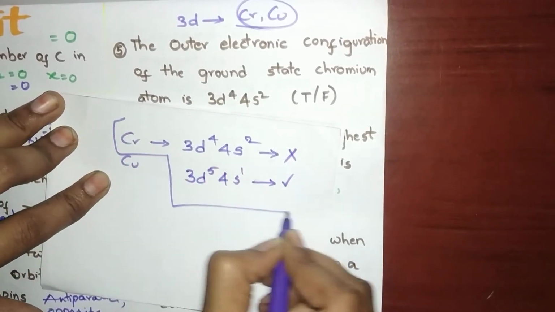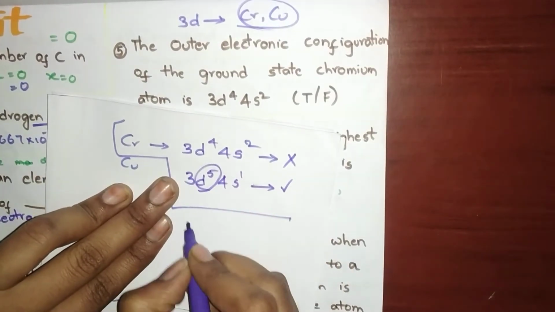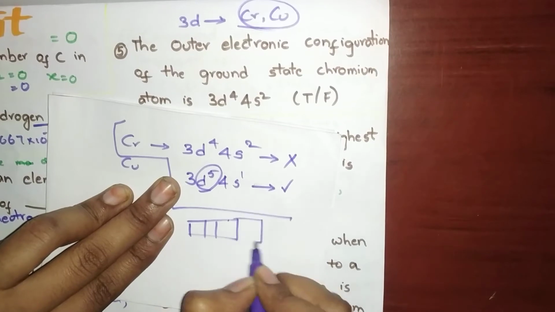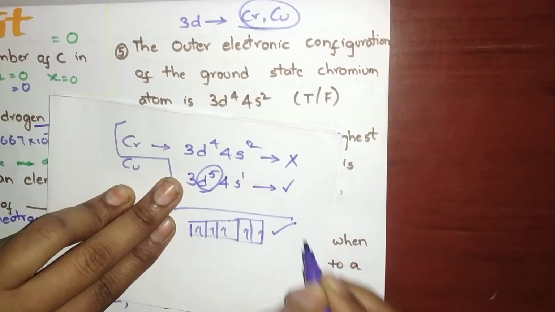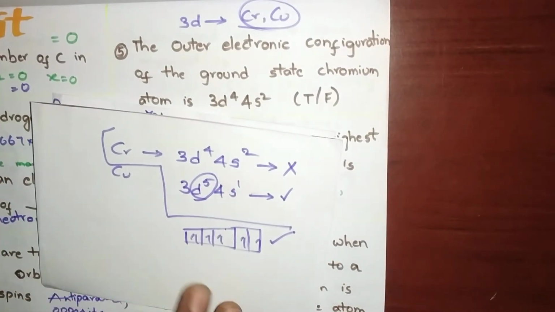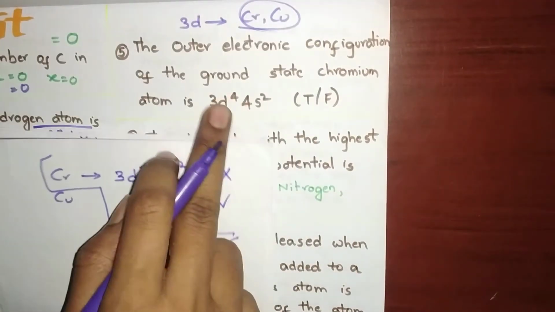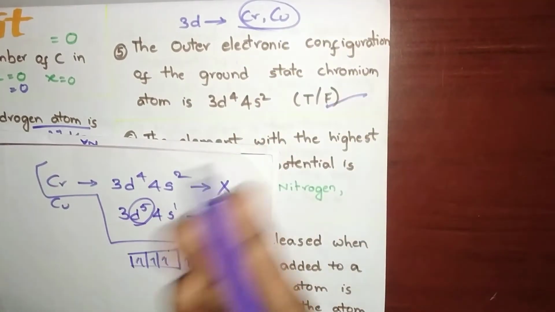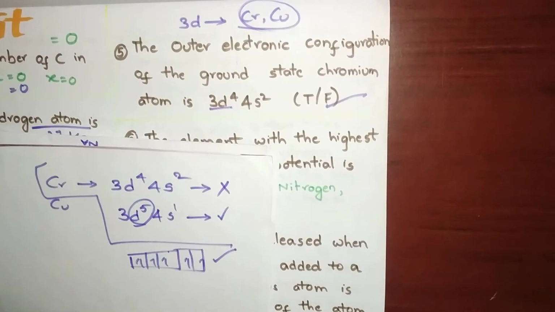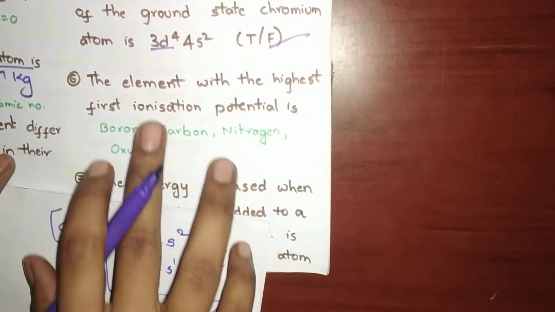Okay. Why? Because d5 means this is stable. Half-filled electrons are more stable than this one. So this is false. Okay. Chromium and copper have their d orbitals filled. It may be half-filled or full-filled. Half-filled for chromium. See the sixth question.